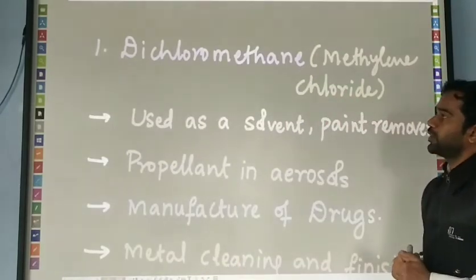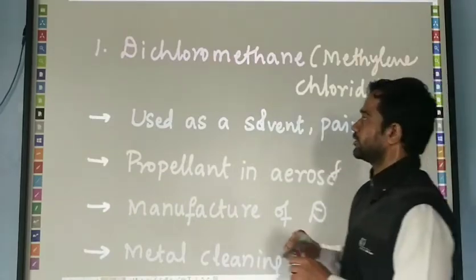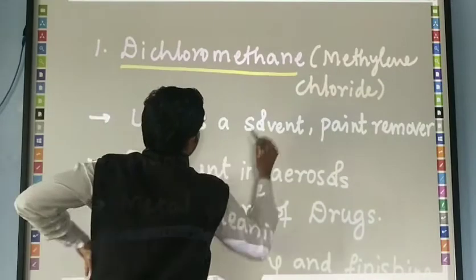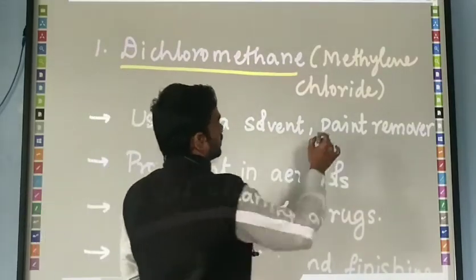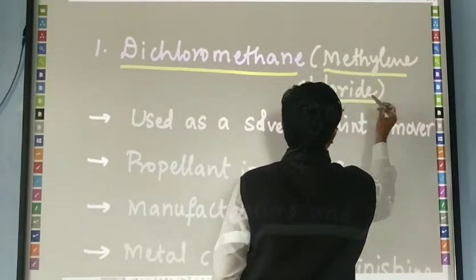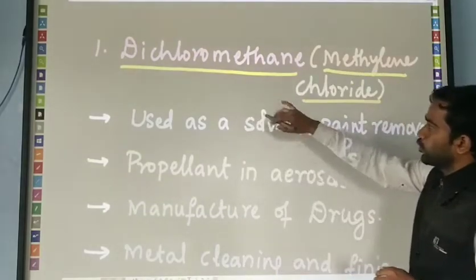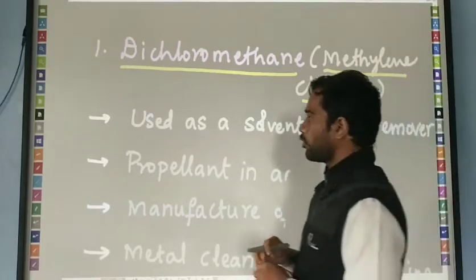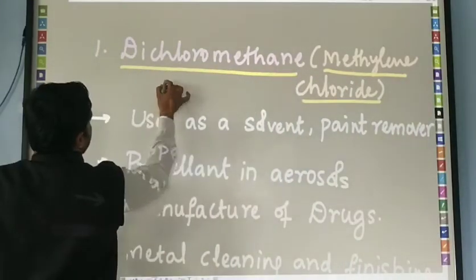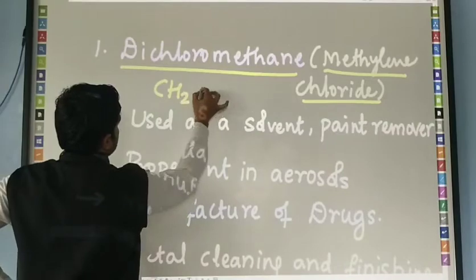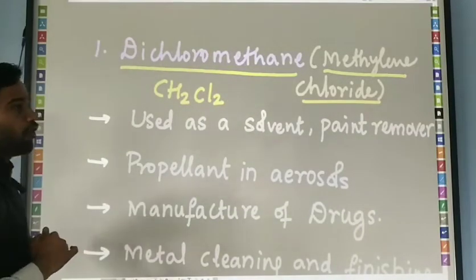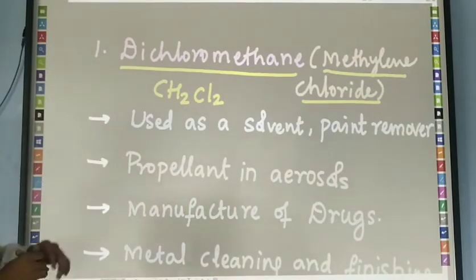The first one is known as dichloromethane. Here methane is substituted with two chlorine atoms. It is also known as methylene chloride. The molecular formula for this one is CH2Cl2. CH2Cl2 is the formula for dichloromethane.